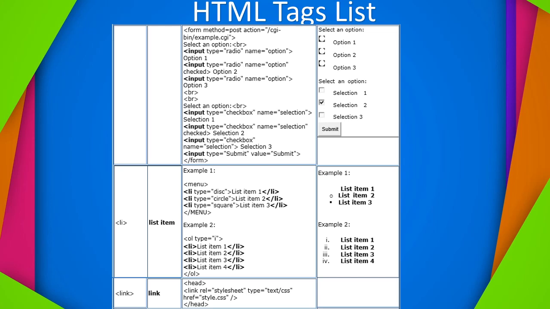And if we want to select more than one item, for example when you order food online, not only one food, we will order more than one item, in this case we have to use a checkbox instead of a radio button. So for that, input type equal to checkbox should be given.